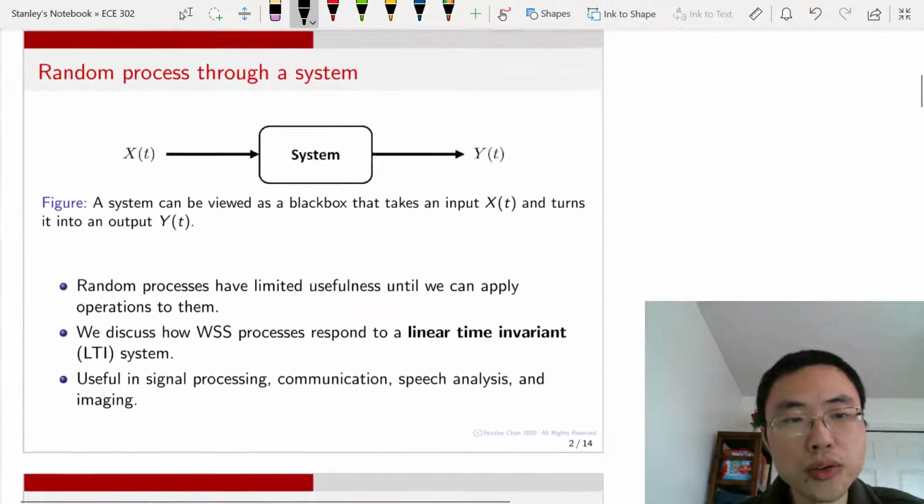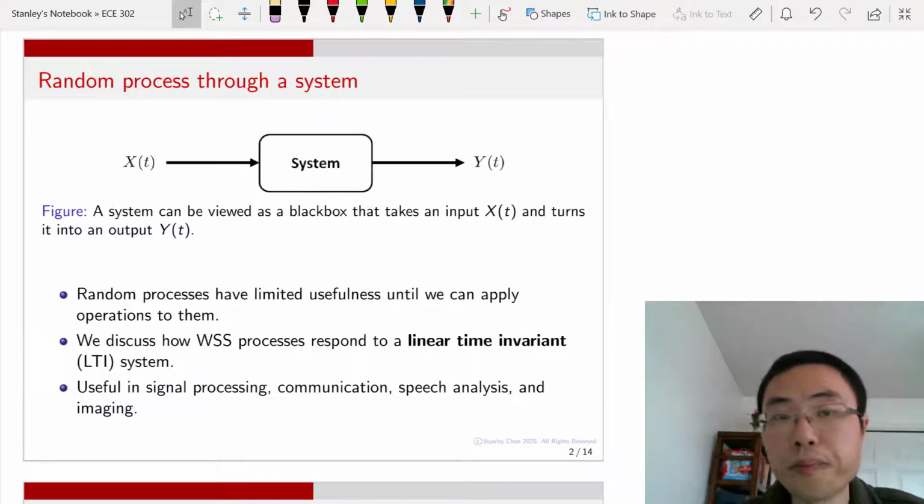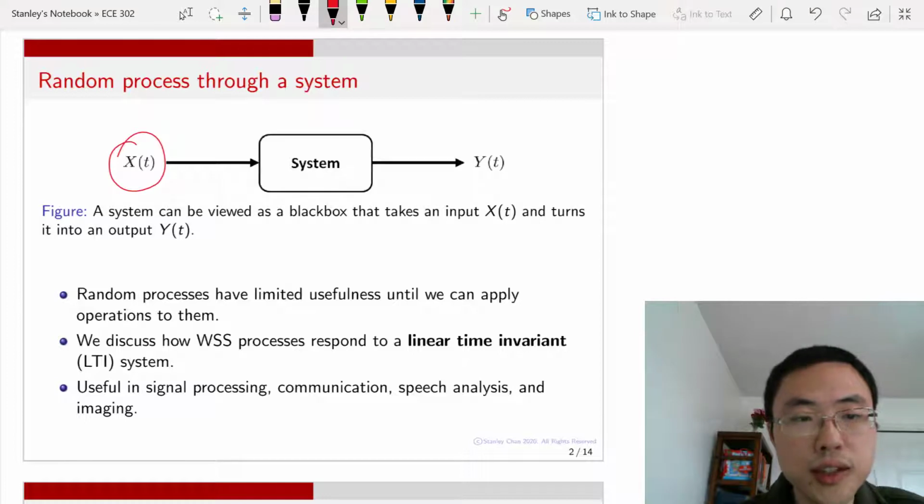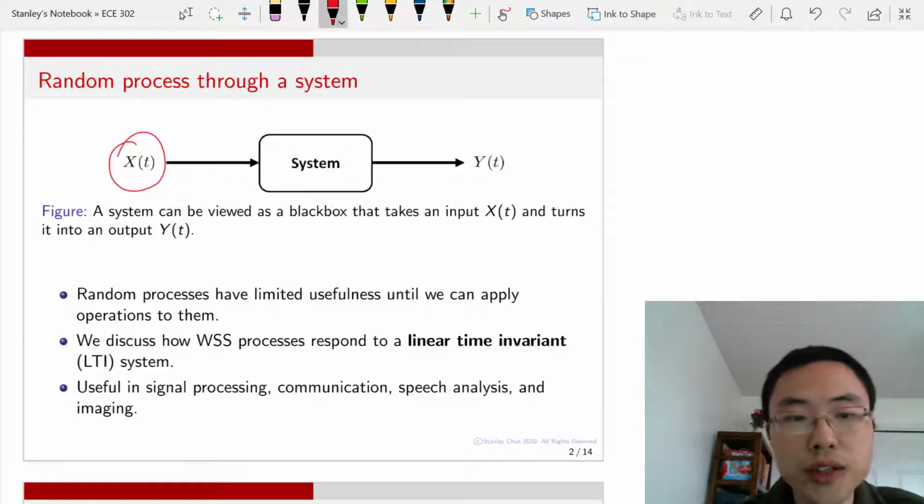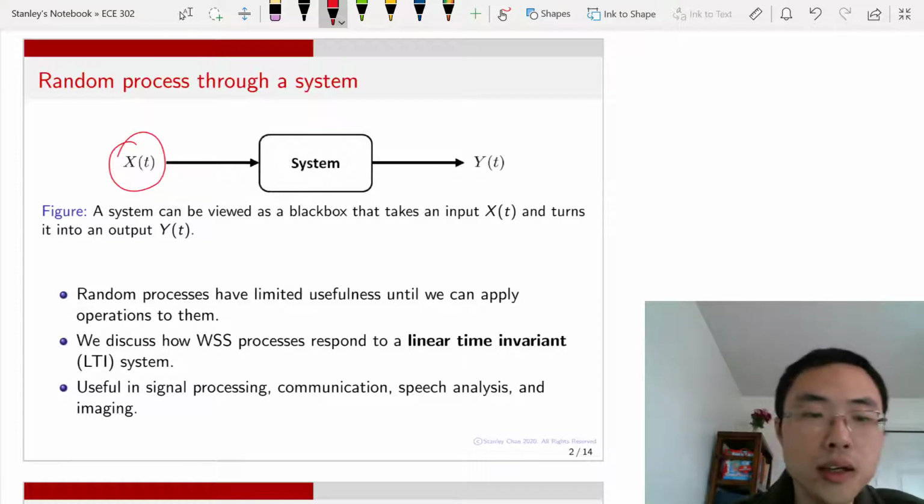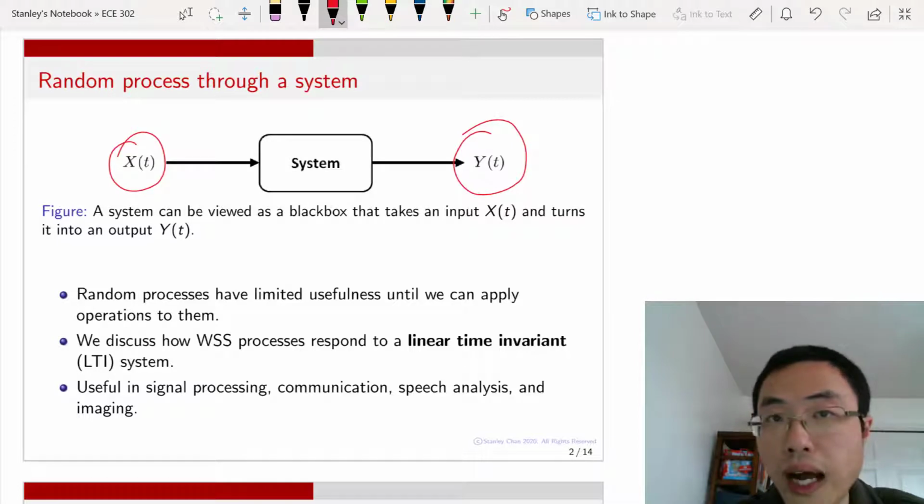So to start with, I want to give you a preview of the problem. Suppose we have a random process, I call it x of t, and then I send it through a system. Now, for those of you who are not electrical engineers, this system, you can just treat it as a black box. Okay, so you send this random process x of t through a black box, and then you're going to get some output we call y.